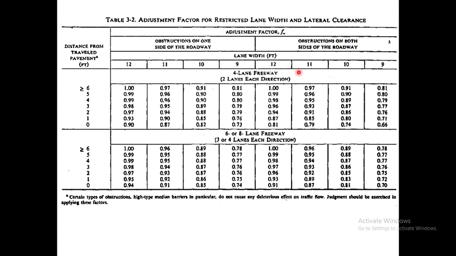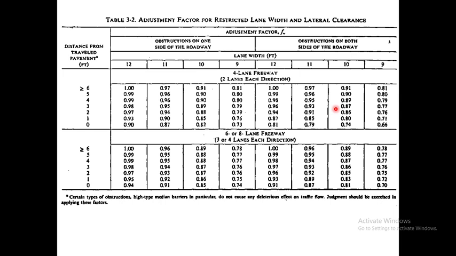So the number of lanes is also important here. When we say we have a 4-lane freeway, you have to use the upper side of the table. When we say 6-lane, 8-lane, like that, you have to use this part. For example, in a 4-lane freeway, we have 2 lanes for each direction, and for both sides the lane width is 10. So it is less than the ideal one.